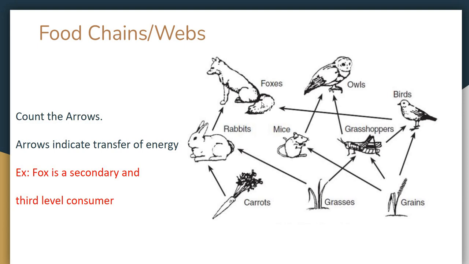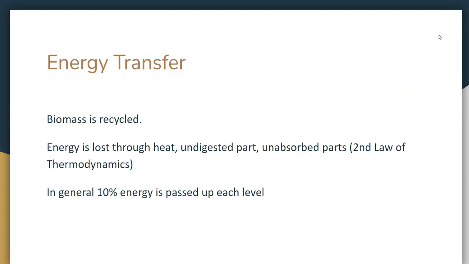The more arrows involved, the healthier the area is. The fox would like to have more than one food source. So in other words, if something happened to all the birds, the fox could still eat rabbits and be okay. So energy is transferred, biomass is transferred, but differently. Biomass, as we saw, can be recycled when animals die: organic matter is decomposed, put back in the ground, and can be reused, but energy is lost.